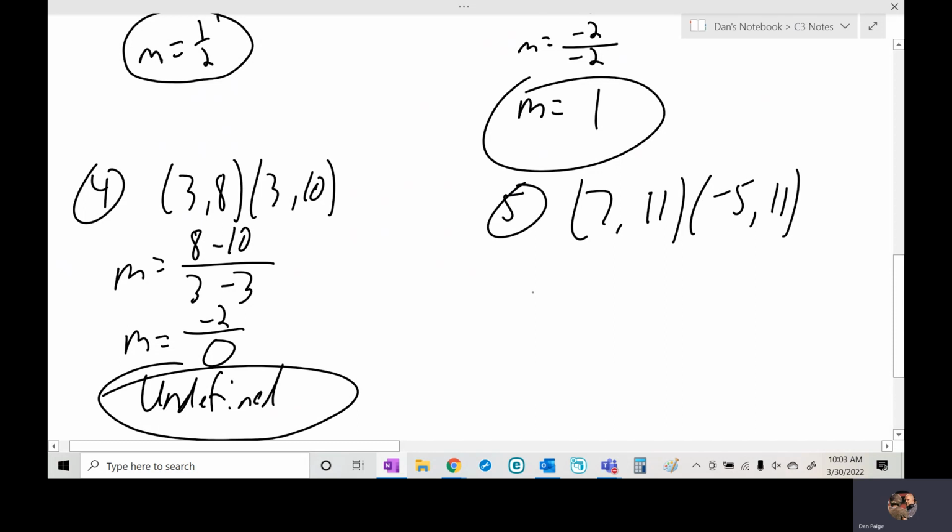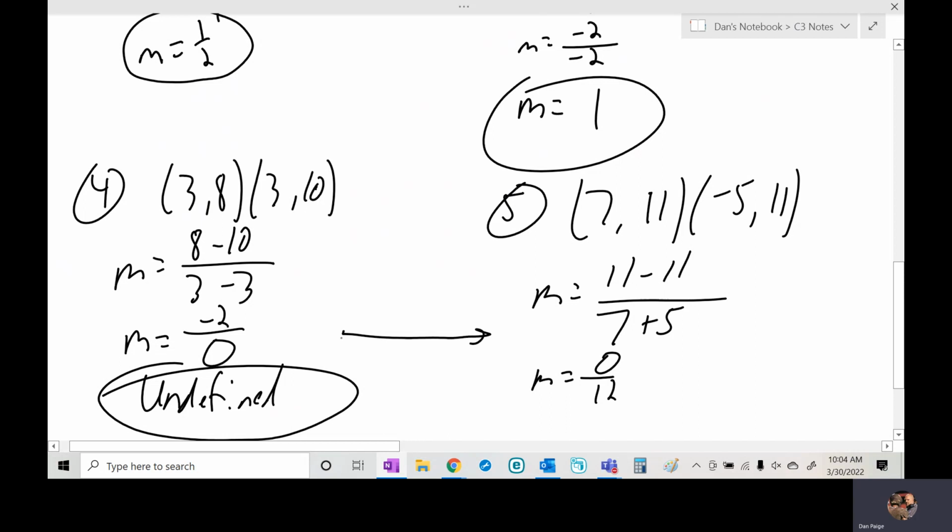All right, let's try this one. Y minus y over x minus x, right? Minus negative 5 becomes plus 5. This gets us 0 over 12. Well, this one, does it have a rise? Does it go up and down? No. Does it go left and right? Yeah, it does. So what is the slope of something that goes left and right, but not up and down? No slope, or you can have it as the number 0.